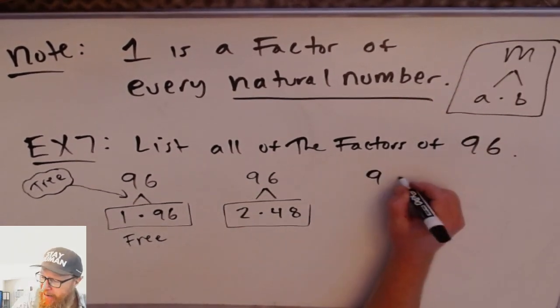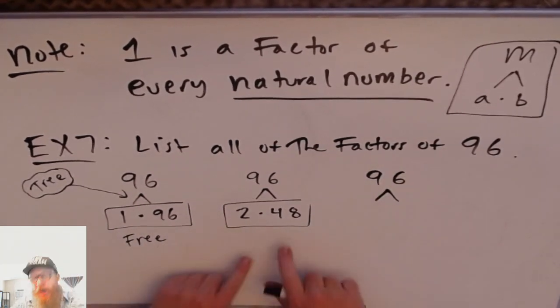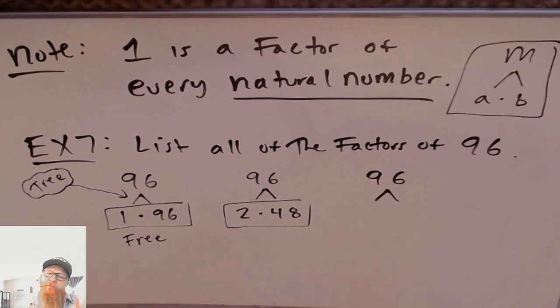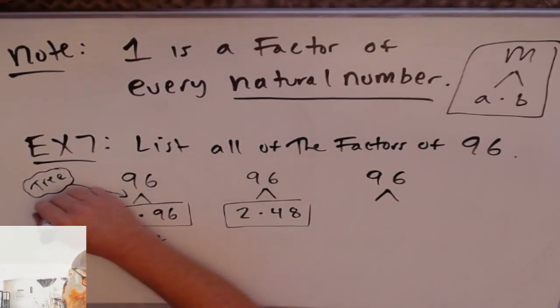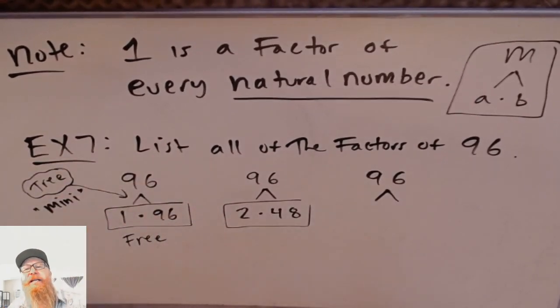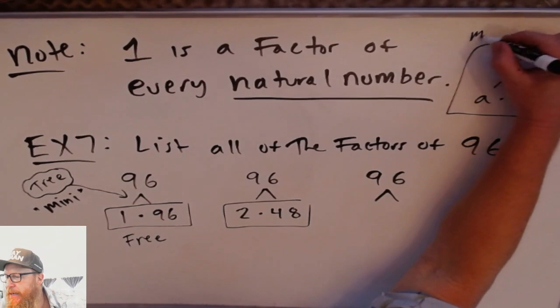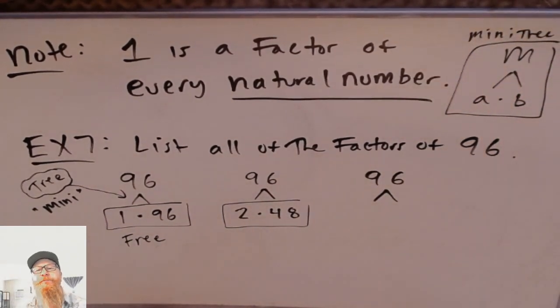All right, and do as many of these as you can. Don't keep going with these. We'll get to that later. If you've done big factor trees, I like to call these mini trees. It's just a little mini tree. M for mini. We'll be doing the big tree later.